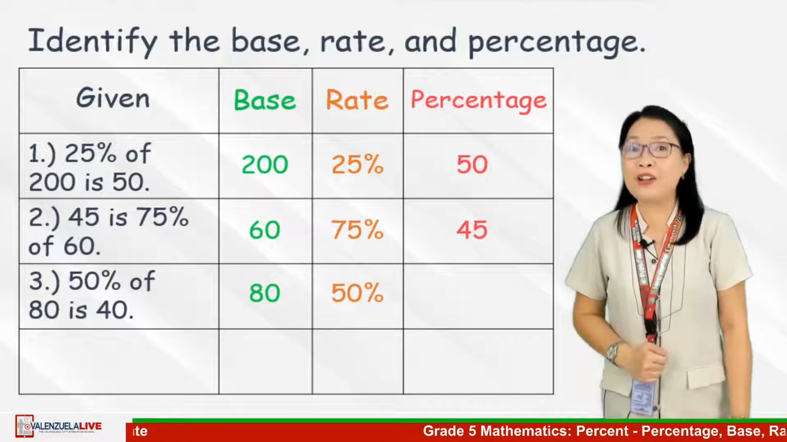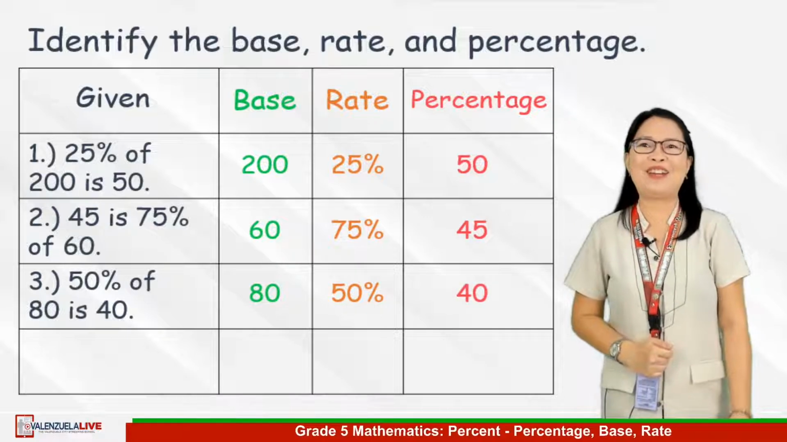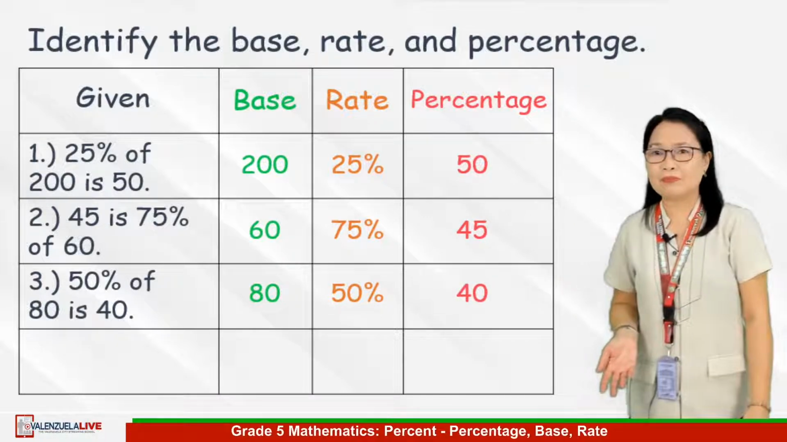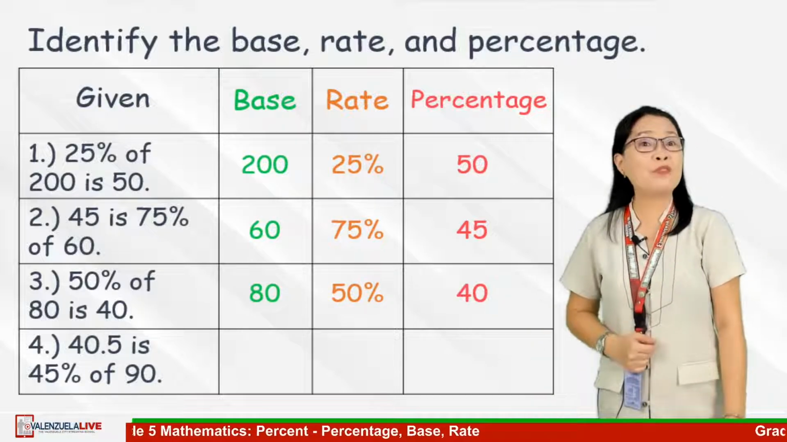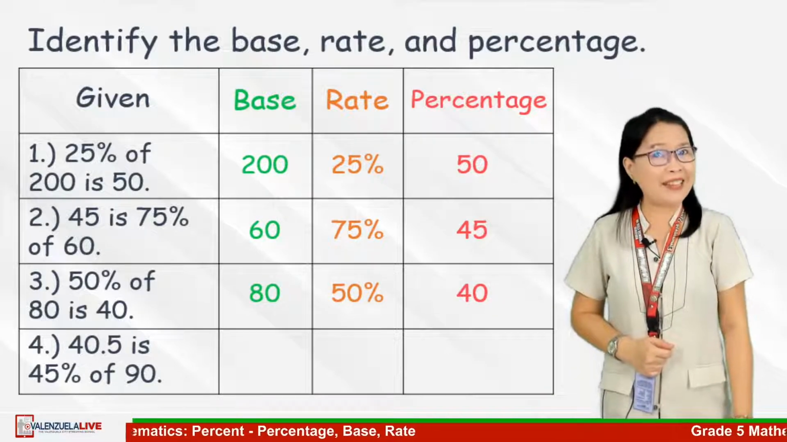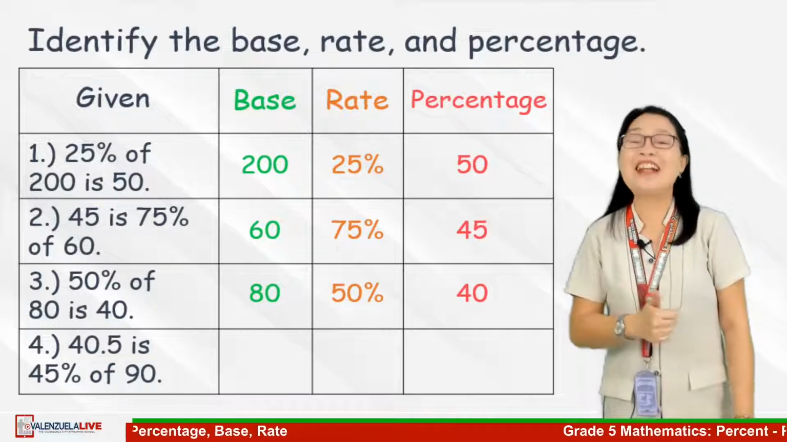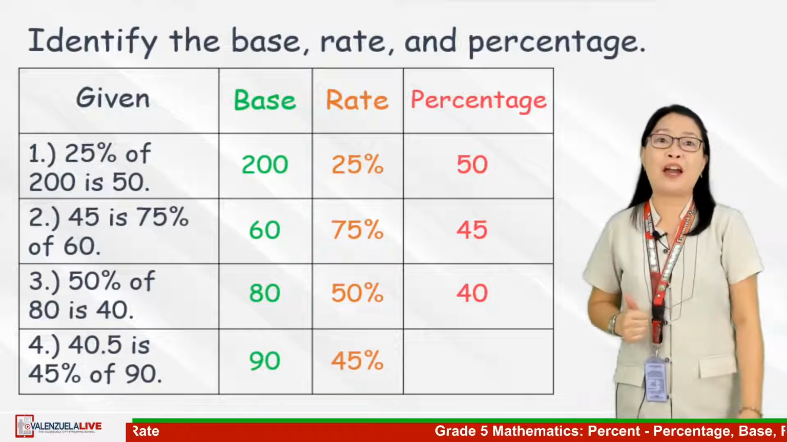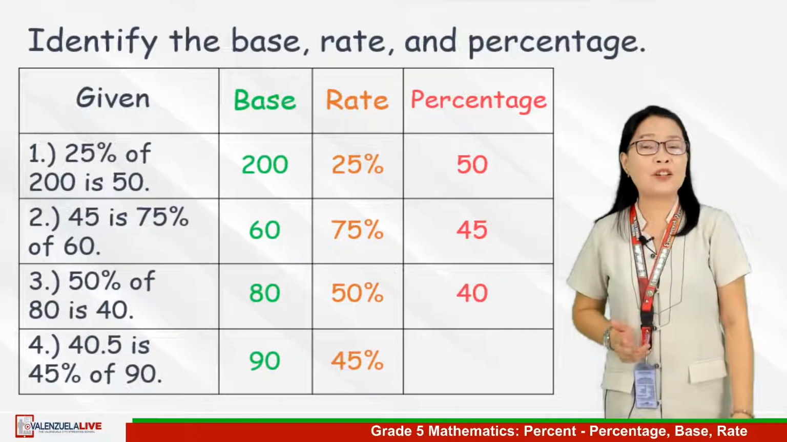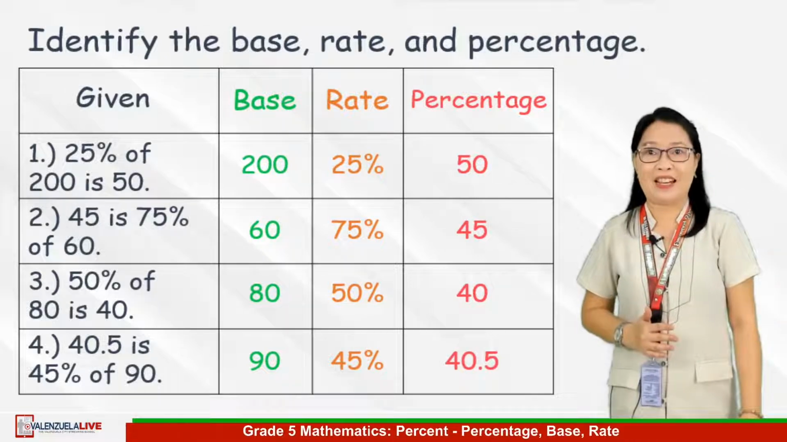50%. And the percentage is 40. Okay, now number four. 40.5 is 45% of 90. Which do you think is the base? It's 90. And the rate, it's 45%. And the percentage, 40.5 or 40 and 5 tenths.